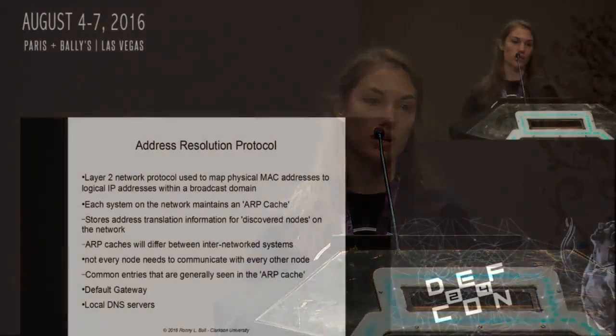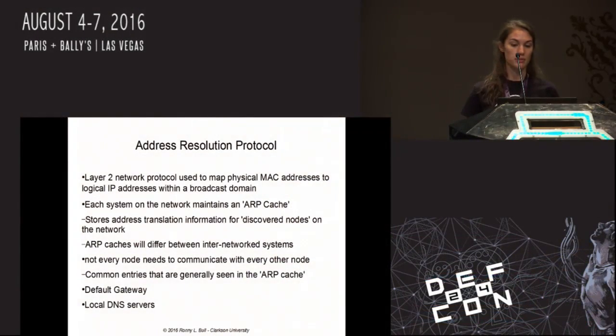Okay, ARP spoofing. ARP is the Address Resolution Protocol. It's a layer 2 network protocol that maps the physical MAC address to the logical IP address. Each system on a network has an ARP cache, and it stores the information from discovered nodes on that network into the ARP cache. The common entries in the ARP cache are the default gateway and the local DNS.